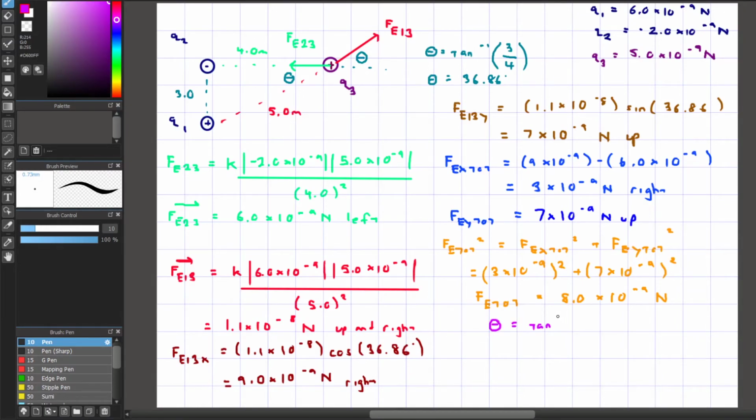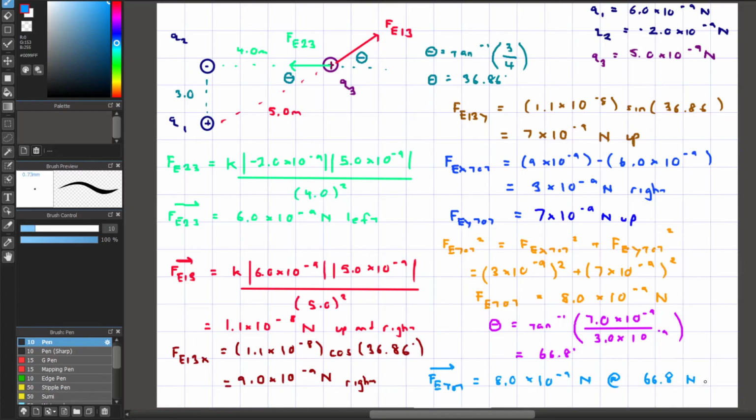Lastly, our answer is not complete without a direction. The angle can be found by using the tan inverse of the total y force divided by the total x force. This gives us an angle of 66.8 degrees. The complete answer is 8.0 times 10 to the negative 9 newtons at 66.8 degrees. You can use a couple ways for the answer. You can express the angle north of east, or you can say above the horizontal.